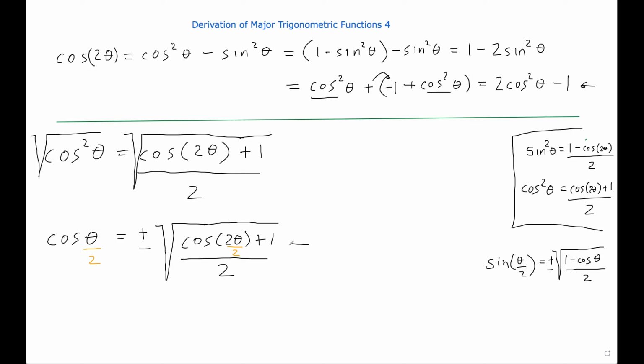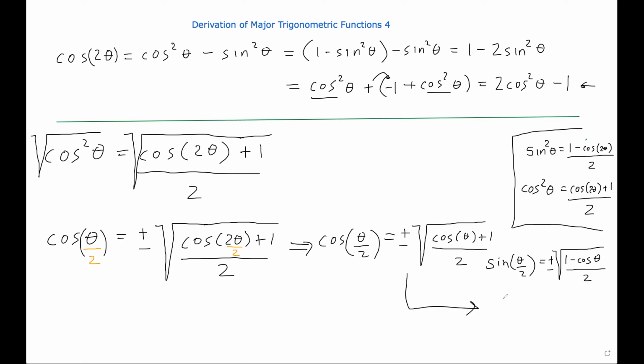And that yields the cosine, let's put that in parentheses, of half angle, half the angle, equals plus or minus the square root of cosine, right? 2 over 2 is 1 again, of theta plus 1, divided by 2. Okay, then we'll put that in pocket.